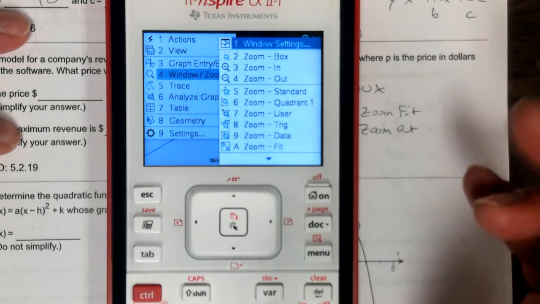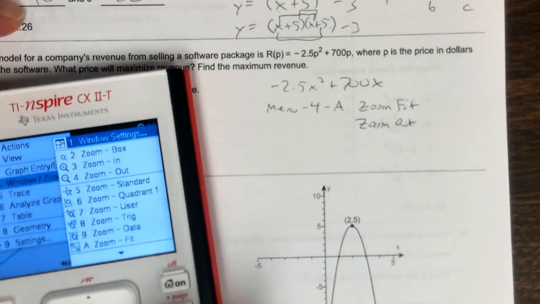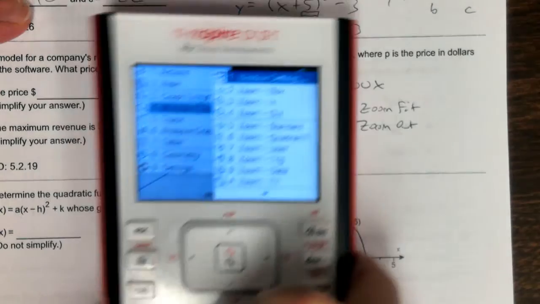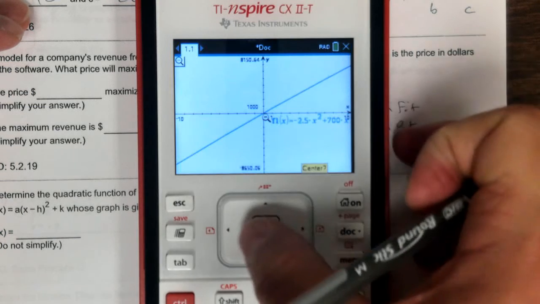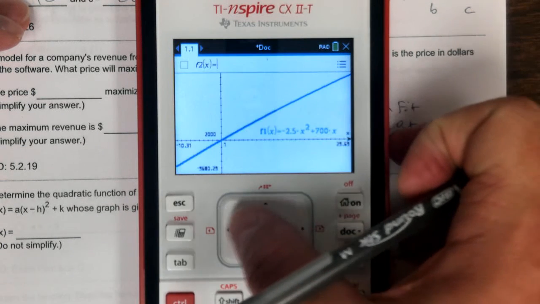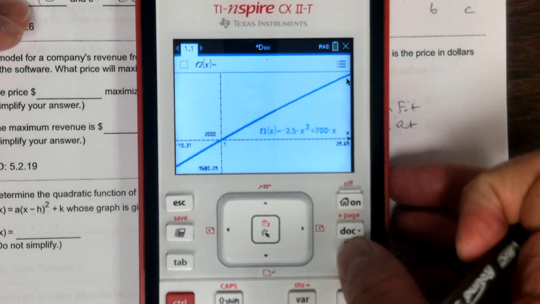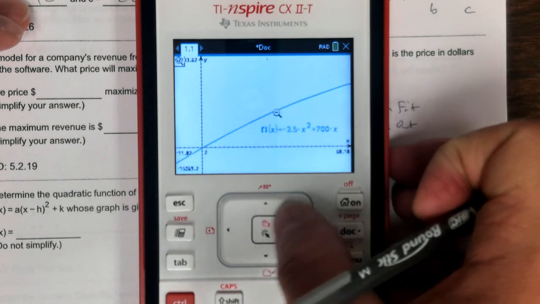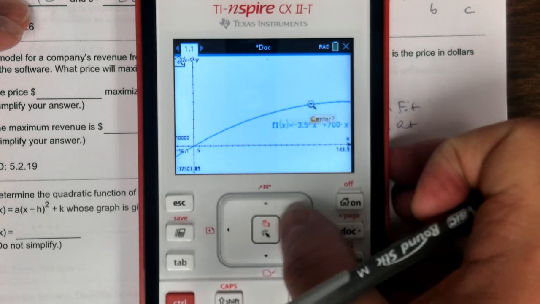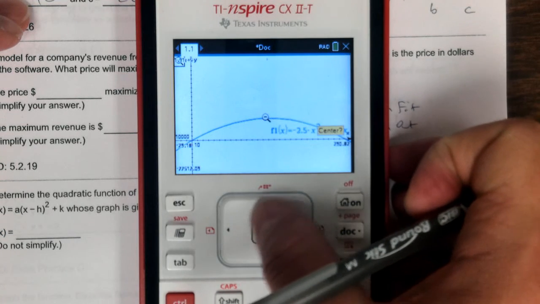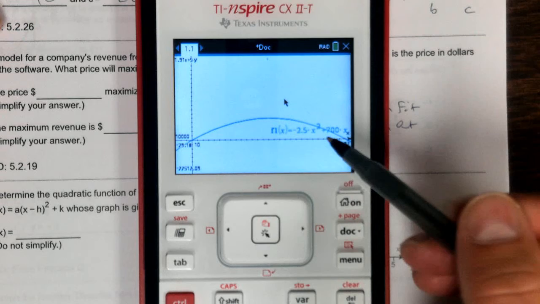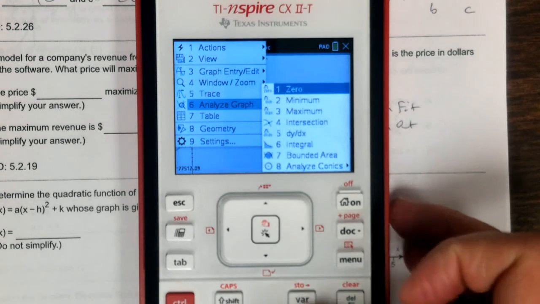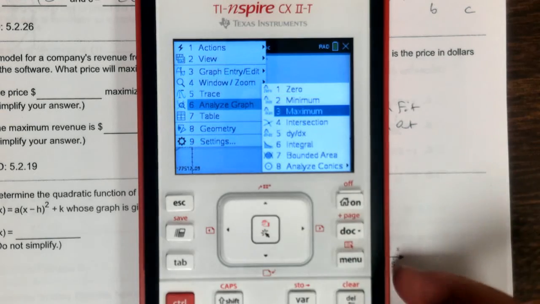So we just need to change our window. So zoom out is menu 4, and then just move your mouse pointer, click, click again. Menu 4, zoom out again, and again, and again. Okay, there we go. Okay, so once you're at that spot, then you go to Analyze Graph and go to Maximum.